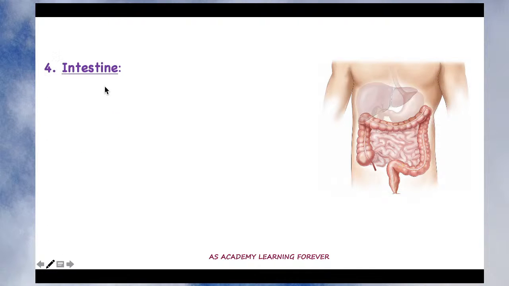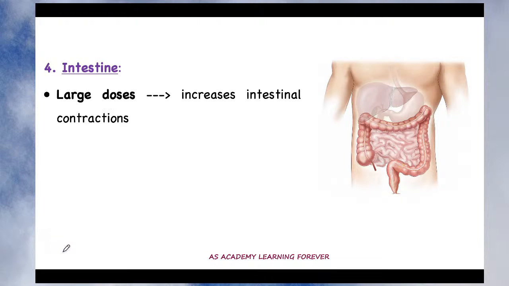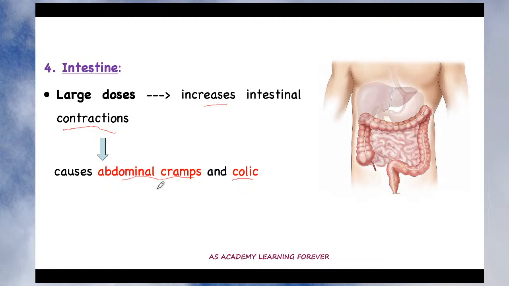Now let's see what is the action on the intestine. So intestine is another visceral smooth muscle. On the intestine, at the larger dose, it increases the intestinal contraction. There is not much effect in case of the smaller dose. At larger dose only it increases the intestinal contraction. Now what happens due to increase in intestinal contraction? When there is much increase in intestinal contraction, patients suffer from abdominal cramp and colic. That is the pain which is produced in the abdomen. It is called colic, and this is related to more constriction of the intestine. So this is the action on the intestine.